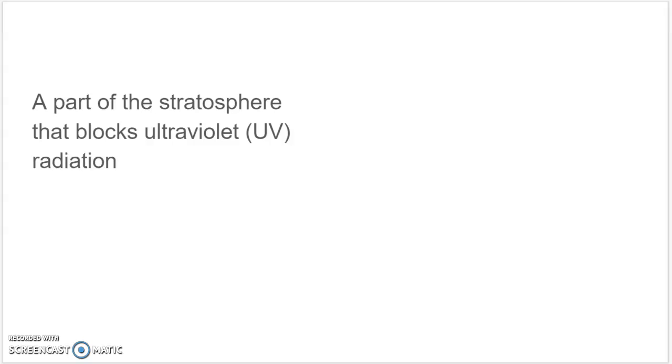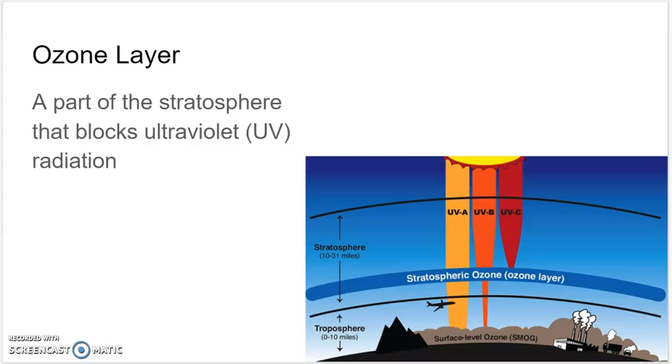What do we call the part of the stratosphere that blocks that ultraviolet radiation? We call it the ozone layer. The ozone layer blocks ultraviolet radiation. The most dangerous stuff gets filtered out. Some of the lower wavelength ultraviolet radiation can make it to the surface, which is why we still get things like sunburns and skin cancer.